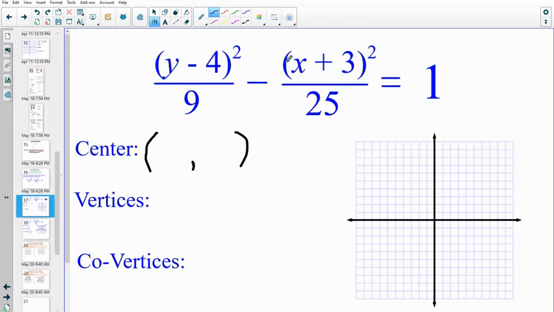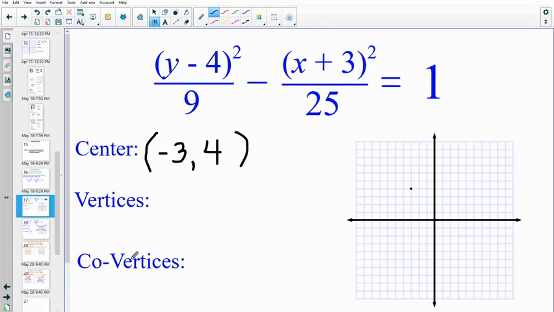The x term, I've got x plus 3. That's the same as x minus negative 3. So the x coordinate is negative 3. And here I've got y minus 4. And so my center is at negative 3, comma 4 right there.